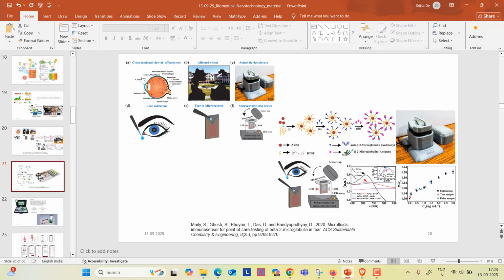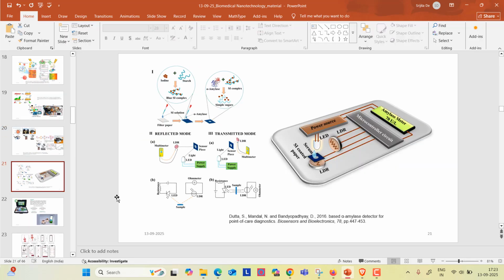Next one is the paper-based alpha amylase detection sensor. They have taken a filter paper where a starch solution is given with iodine. Now when alpha amylase is given, this alpha amylase breaks the starch, right? And because of the iodine, it is showing some color change, and that is captured in the LDR system. And this is done completely on a simple paper. So this is the paper-based alpha amylase sensor.